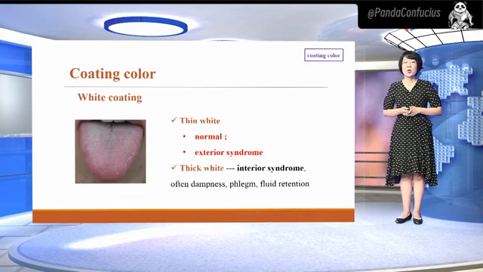Coating color. We will learn 3 colors. White coating. We have thin white and thick white coating. Thin white can be seen in healthy people, exterior syndrome. Thick white can be seen in interior syndrome, often dampness, phlegm, and fluid retention.